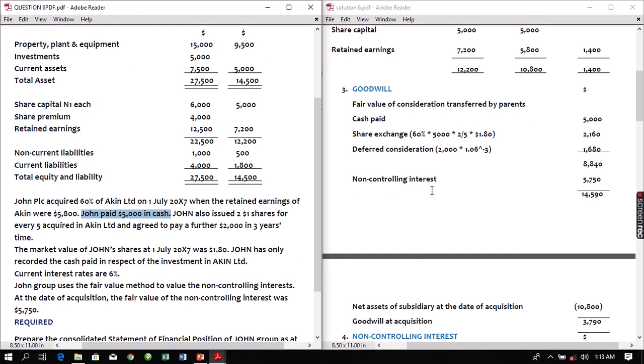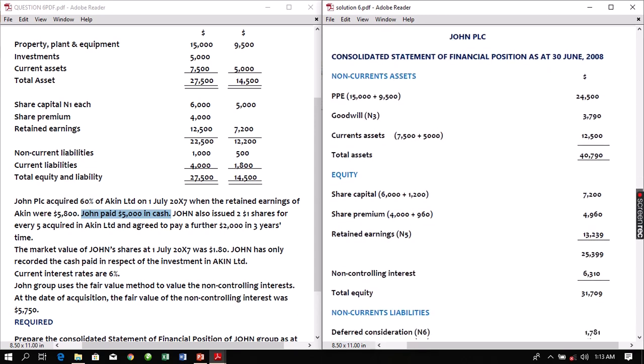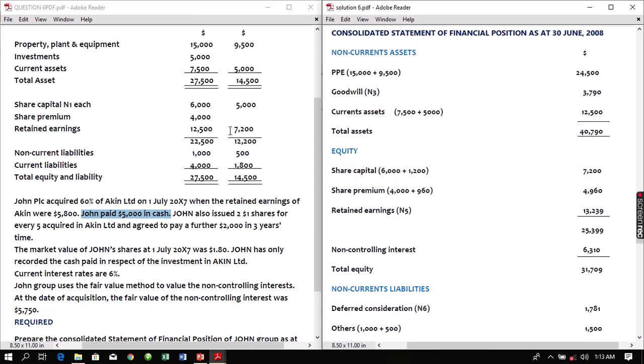But all in all, what do we do to any investment in subsidiary? We don't consolidate it. So this 5,000 won't come into account at all. So I move to current asset. What is my current asset? I have 7,500 and 5,000. Coming here, 7,500 and 5,000 give me a total of 12,500, and my total assets will be 40,790, and that's all.